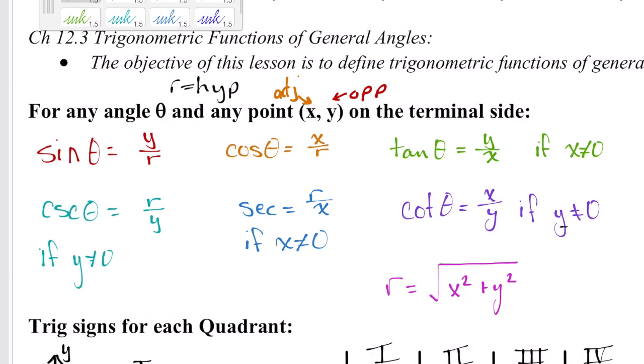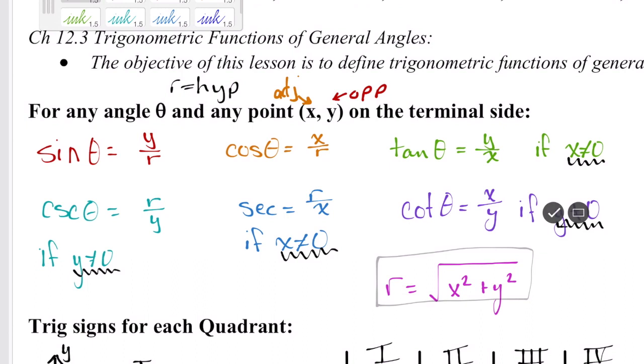And because sometimes we have x or y in the denominator, we do have to be careful about when those values are equal to 0. If they're in the denominator as a 0, we would have an undefined function. And since we're looking at special angles like 90 degrees, 180 degrees, 270, and 360, these are cases where we could end up with some undefined functions. And then I also rewrote the Pythagorean theorem here for if we're just trying to find the r.